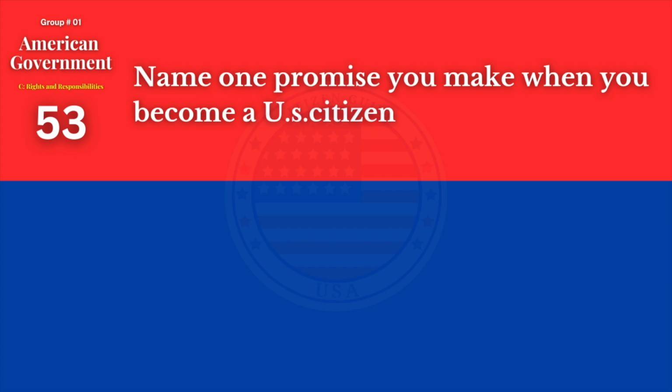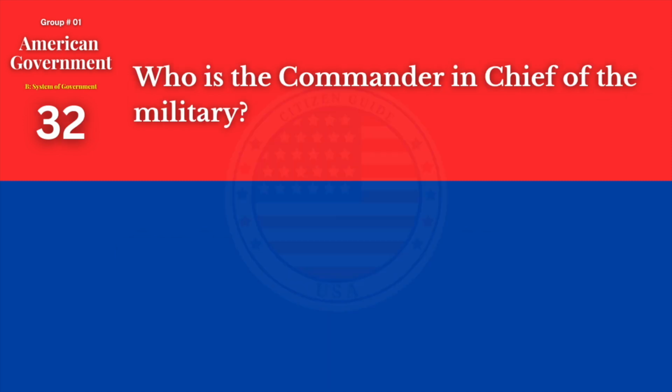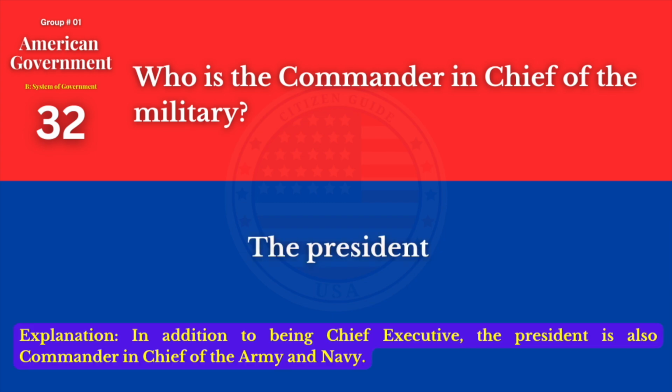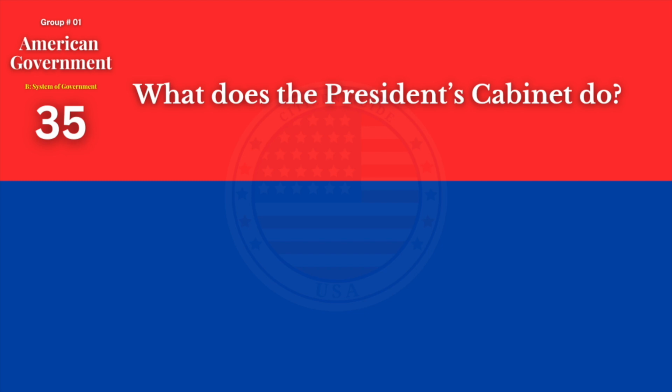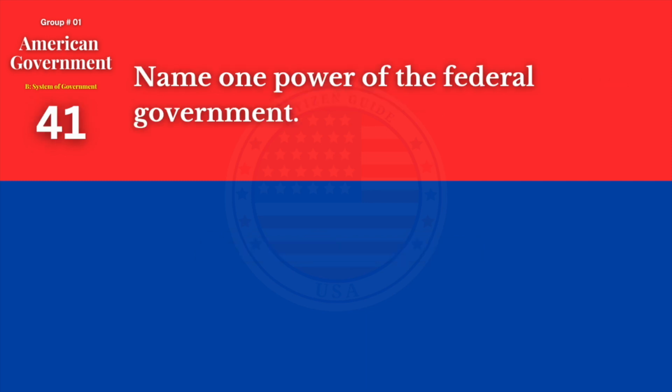Name 1 promise you make when you become a U.S. citizen. Obey the laws of the United States. Who is the Commander-in-Chief of the military? The President. What does the President's cabinet do? Advises the President. Name 1 power of the federal government. To print money.